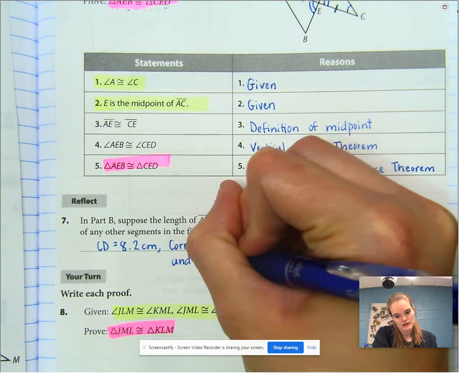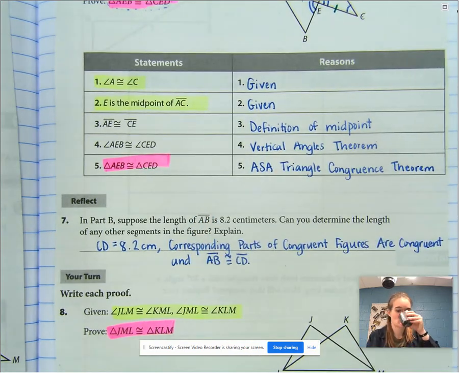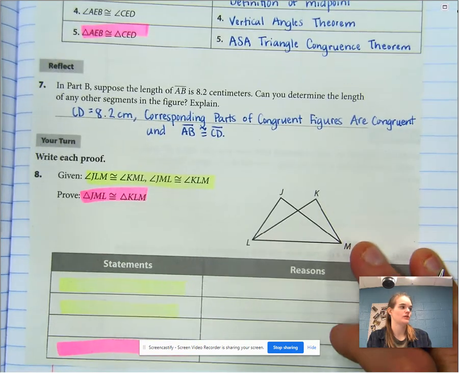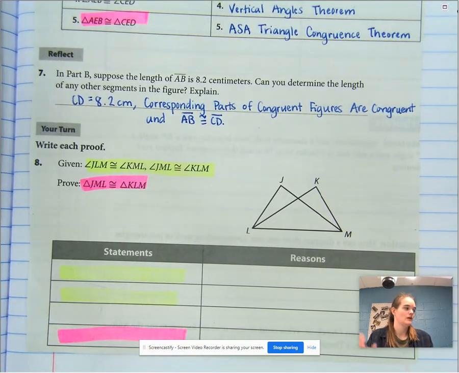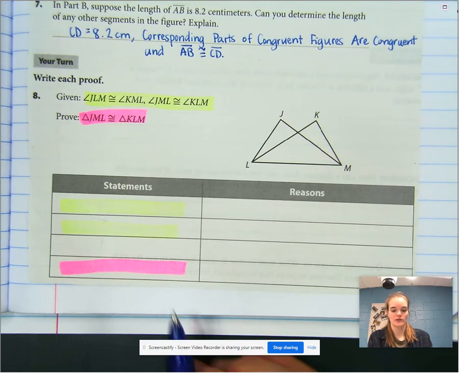AB is congruent to CD. All right, I want you to pause the video and do number 8. See if you can do number 8. Start with the givens. You can't do the prove part until you know what goes in between.